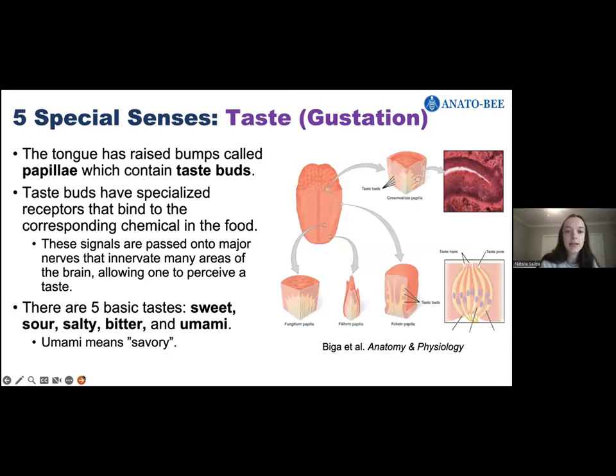And then for taste, your tongue has little bumps called papillae, and they have little taste buds, and they have special receptors that bind to the chemical for the corresponding taste. And then these signals are passed into the major nerves that innervate the brain. And you have five basic tastes. You have sweet, sour, salty, and umami. Umami basically just means savory. And as you can see here, the little histology of the papillae.